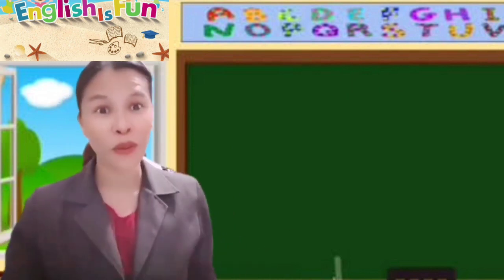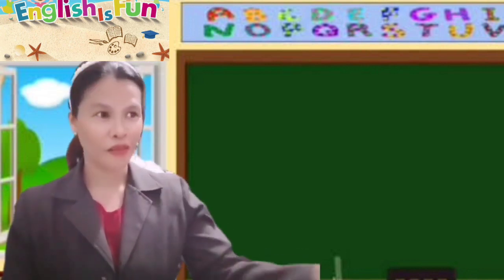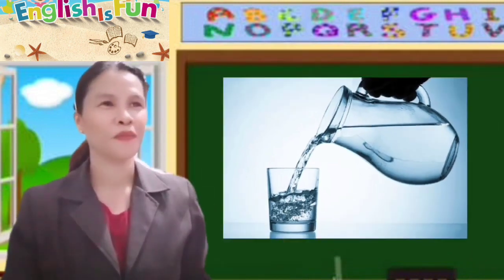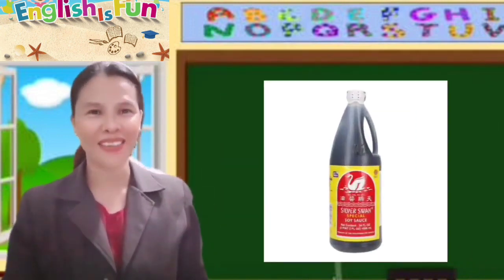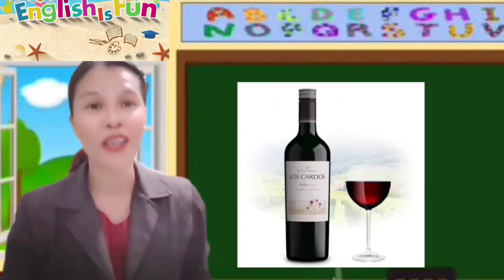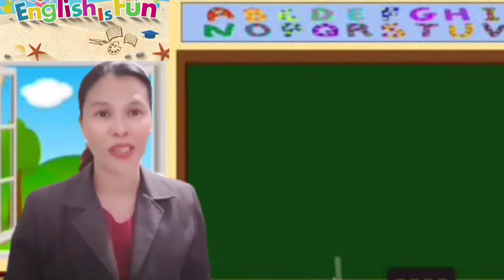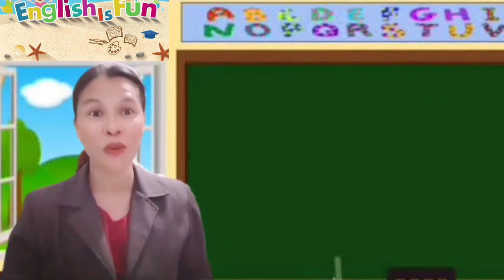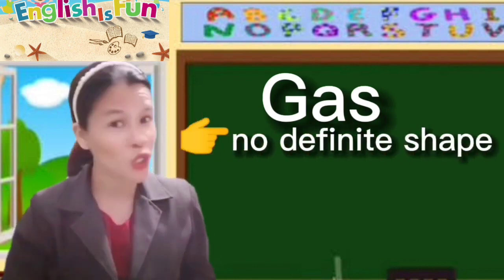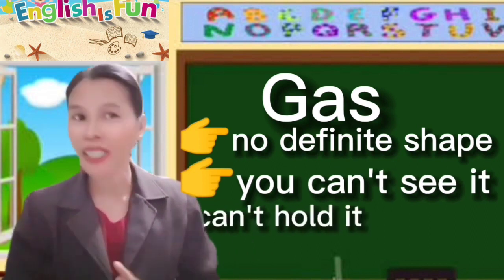So, what are the examples of liquid? Can you tell me? Very good. Water. What else? Soy sauce. That's great. What else? Wine. All right. Those are liquids. Now you can identify the difference between solid and liquid. And now let's move on to gas. When we say gas, it has no definite shape. You cannot see it. You cannot hold it.